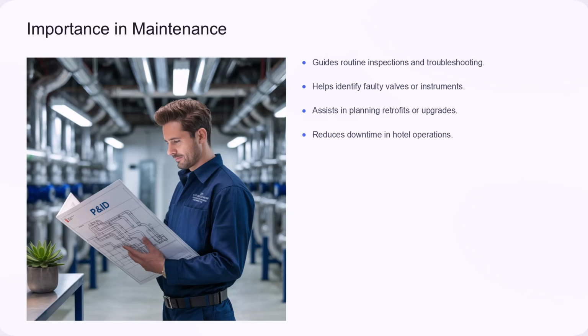Importance in maintenance. Let's explore why P&IDs are vital in maintenance. They guide routine inspections by showing exactly where valves and instruments are located. They help technicians identify faulty equipment quickly. They assist in planning retrofits and upgrades by revealing interconnections.